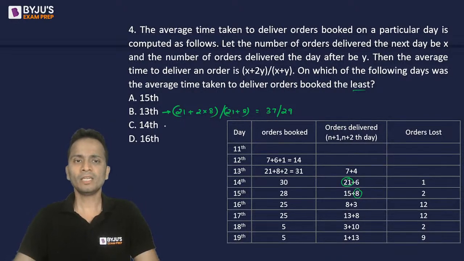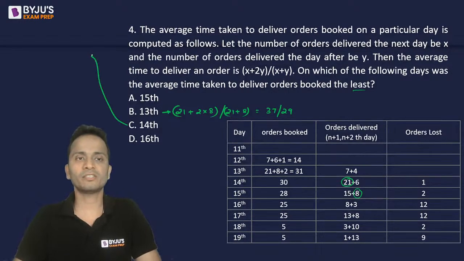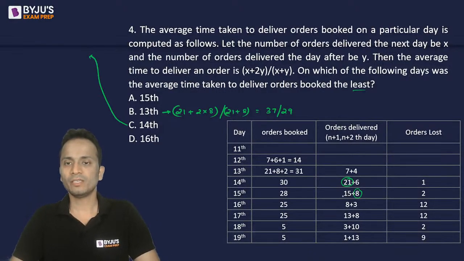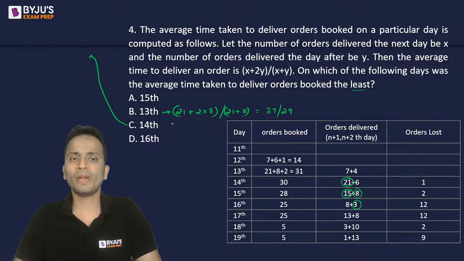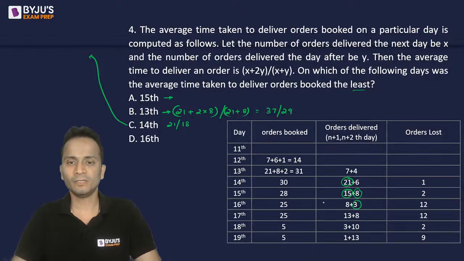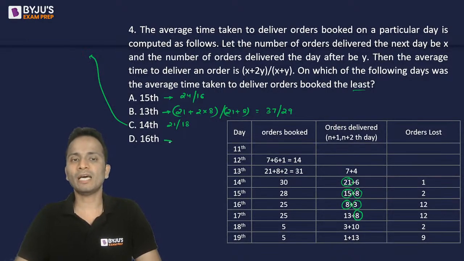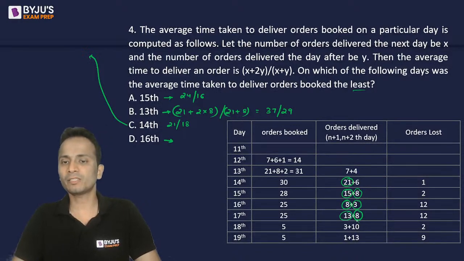Clear? Now for 14th, let's calculate the average time taken. So I will write this value here. Now for 14th, the orders which are delivered the next day are 15 and the second day is 3. So 15 plus 2 into 3. Let me write it directly here: 15 plus 2 into 3, that is 21 divided by 18. Then on 15th, it will be 8 plus 2 into 8, that is 24 divided by 8 plus 8, that is 16. And for the last day 16th, it is 13 plus 20, that is 33 divided by 23.